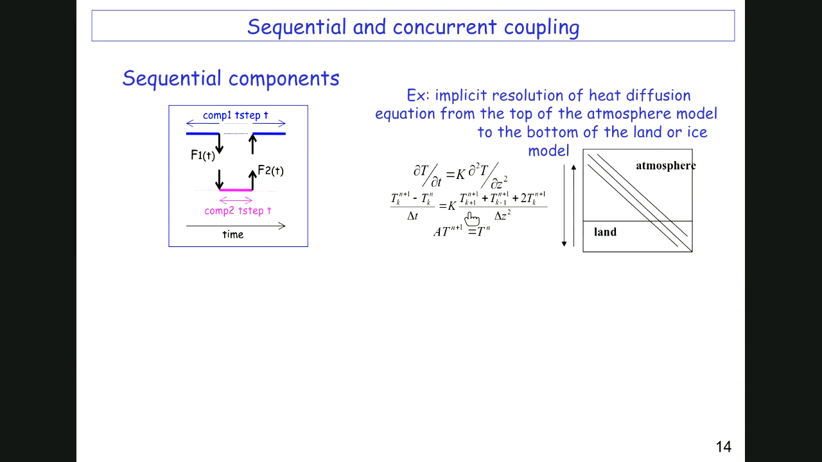And when you solve this system, you end up with a classic tri-diagonal system, and you solve this by doing a classical up, down, and up sweep.